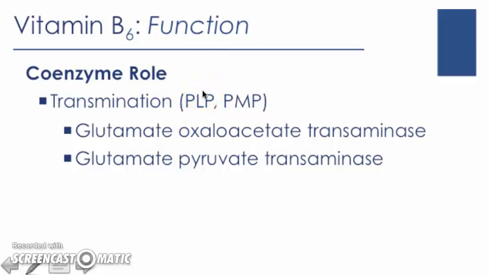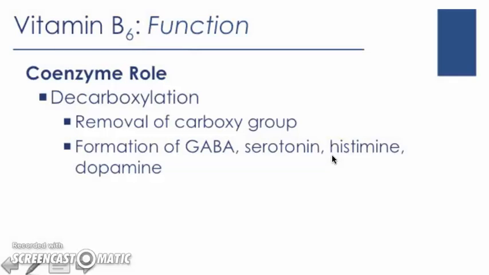What's interesting and unique about vitamin B6 is that a lot of its coenzyme roles are going to be related to processes of metabolism of protein and amino acids. So we're going to see it plays a role as a coenzyme for transamination reactions, particularly as it relates to these transaminase enzymes. So we see glutamate oxaloacetate transaminase, glutamate pyruvate transaminase.